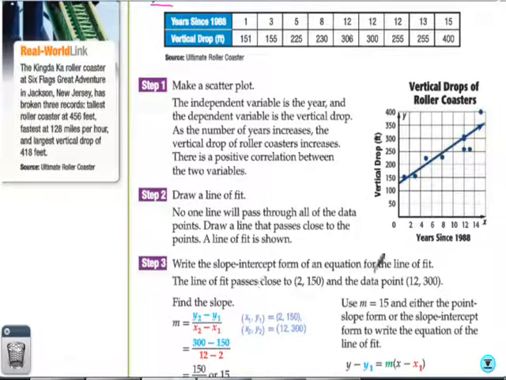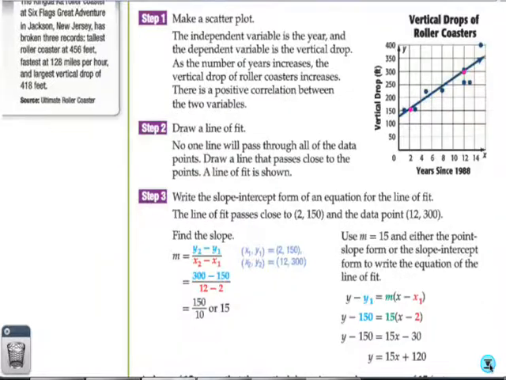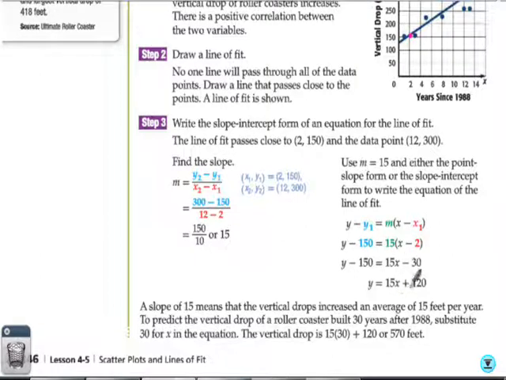Then we're going to pick a couple points from the line, not from the data. The points that the example picked were 2 and 150, which is about right there, and then 12 and 300, which is about right there. We use those to find the slope, and then we use point slope form to find the equation of the line, and there it is. So there's the equation of that line. This problem continues on the next page.